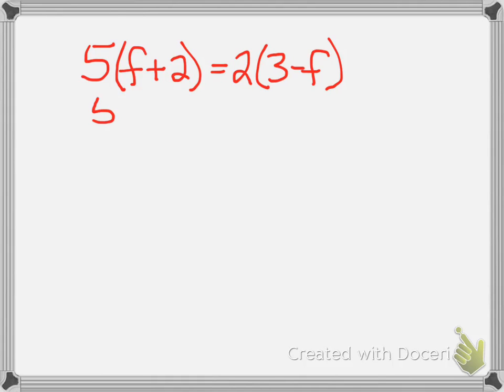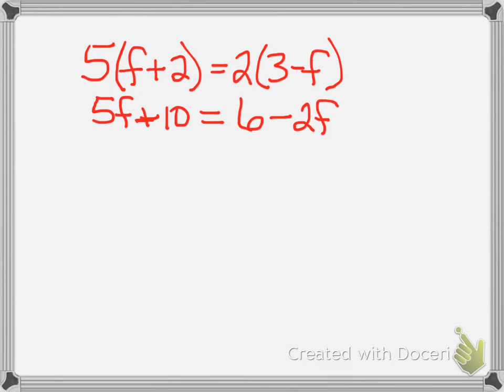5f plus 10. Yes, make sure you multiply everything inside the parentheses by the number outside. So 5f plus 10. All right, somebody else distribute on the right for me. Oren, how about you? 2 times 3 is 6, and then 2 times negative f is negative 2f. Right, and close your Chromebook. 5f plus 10 equals 6 minus 2f.